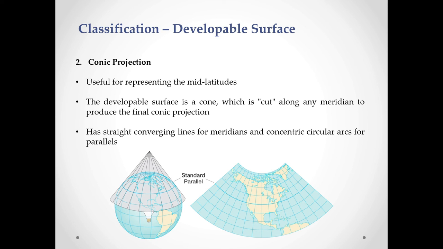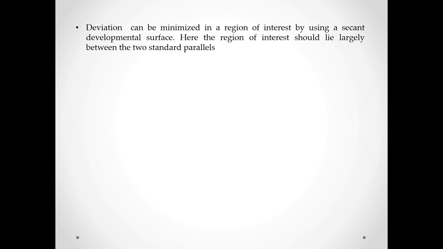Conic projection, useful for representing the mid-latitudes. The developable surface is a cone which is cut along any meridian to produce the final conic projection, with straight converging lines for meridians and concentric circle arcs for parallels. For the conic projection, our world map will look like this. Deviation can be minimized in a region of interest by using a second developable surface. Here the region of interest should lie largely between two standard parallels.